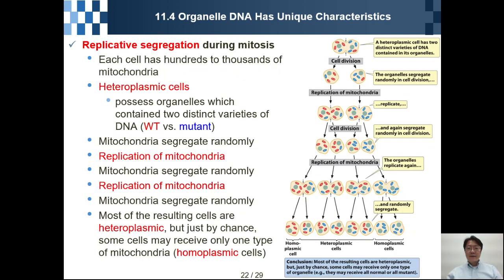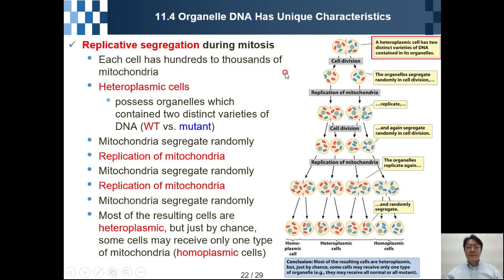So in this slide, I will explain replicative segregation during mitosis. For example, each cell has hundreds to thousands of mitochondria. The mitochondria look like this, okay? But we have to know some specific terminology.